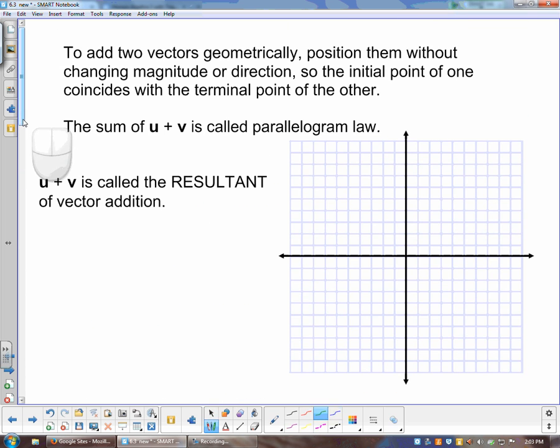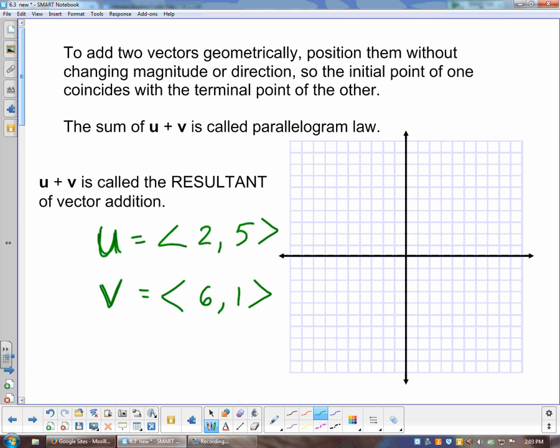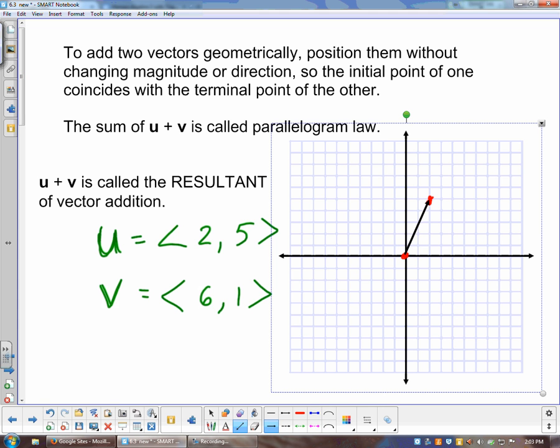So if we have, let's say vector u, let me make that boldface, is going to be (2, 5), and let's say vector v is going to be (6, 1). All right. Then if I do vector u here, (2, 5) is going to put me right here. So there's the initial point, there's the terminal point. Let me draw that in like this. That's my first vector, that's vector u.